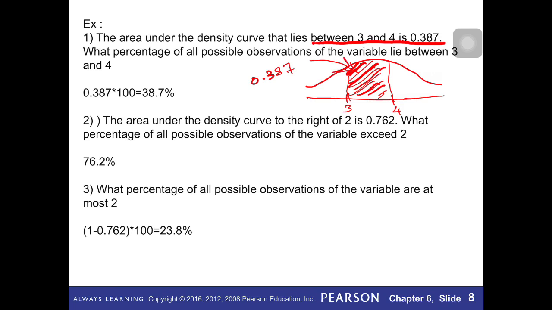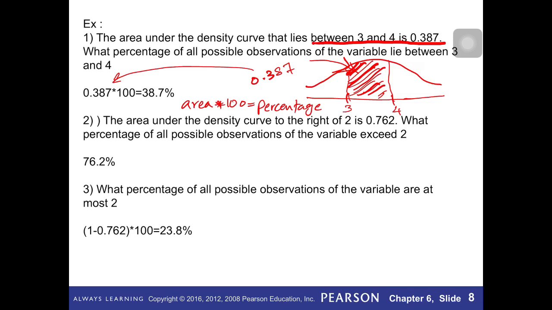So we need to find the percentage. It is easy, you can simply multiply this area by 100. Area multiplied by 100, you get the percentage.